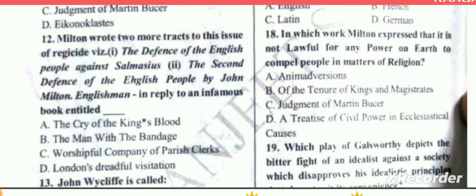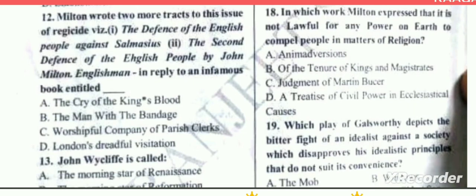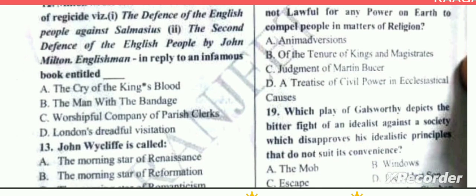Next, 12 number question: Milton wrote 2 more tracts on this issue of regicide, viz. The Defense of the English People against Salmasius, and second, the Second Defense of the English People by John Milton, Englishman, in reply to an infamous book entitled. The options are The Cry of the King's Blood, The Man with the Bandage, Worshipful Company of Paris Clerks, London's Dreadful Visitation. Out of 4 options in this 12 number question, A option, The Cry of the King's Blood. Here a star is written, actually it's an apostrophe, so that may be a misprint. This is the correct option, 12 number.